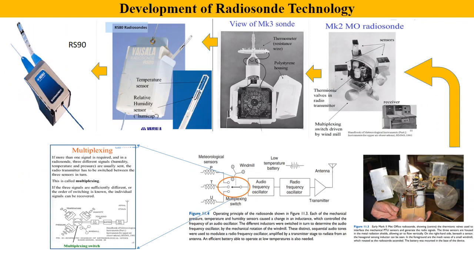So from here, as you can see, the early Met Office radiosonde in the right hand side corner uses a special kind of technology called multiplexing, in which more than one signal is required in a radiosonde. The three different signals that we require are mainly pressure, temperature, and humidity. They are usually sent to the radio transmitter, which switches in between these three sensors, and that too by using a windmill. Okay, you are getting wind data as well, wind speed.